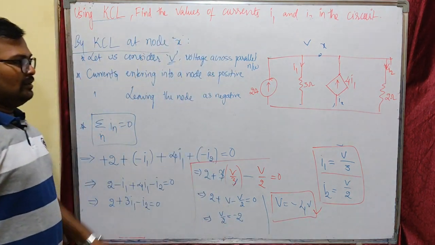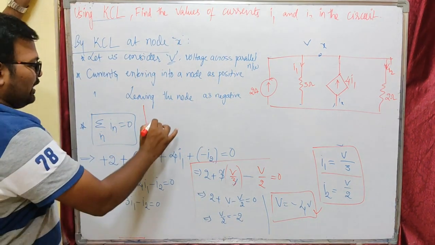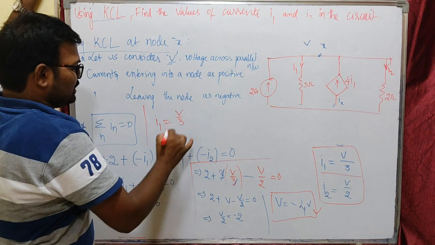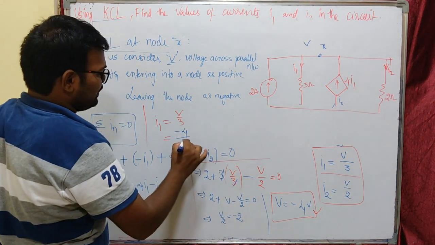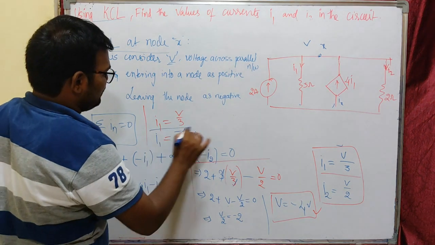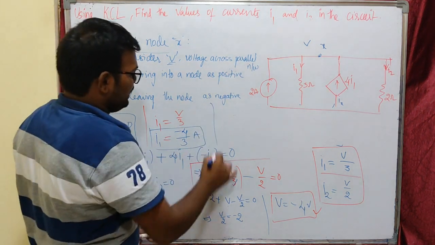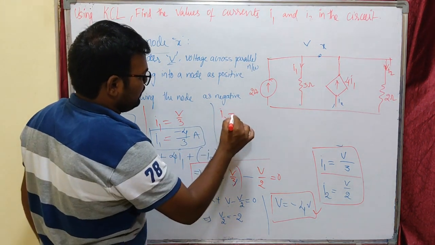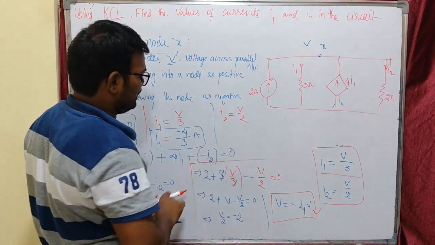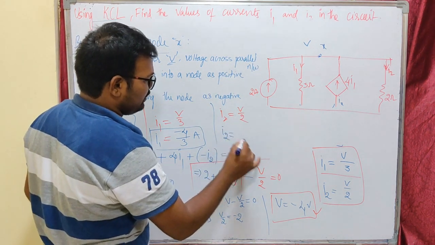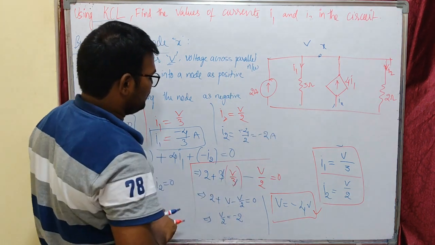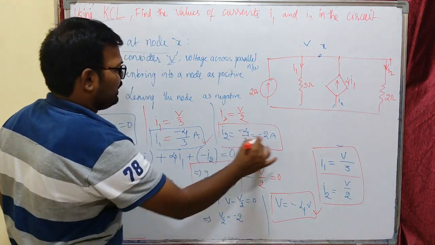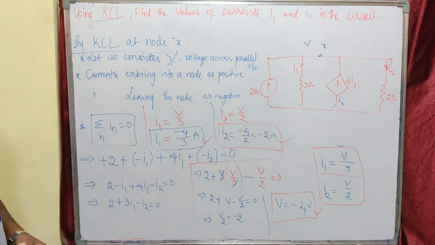Okay, so you can obtain I1 and I2 here. So I1 equals V by 3; substituting the value of V, which is minus 4 volts, by 3. So this is the current I1. We have found one, and let us find I2, which is V by 2. I am going to substitute this. I2 will be equal to minus 4 volts by 2, that will be minus 2 amperes. Okay, so we have found I1 and I2 using KCL. This is about KCL.